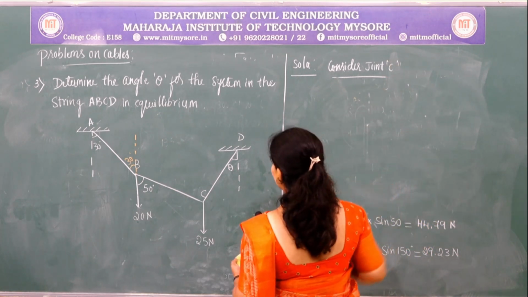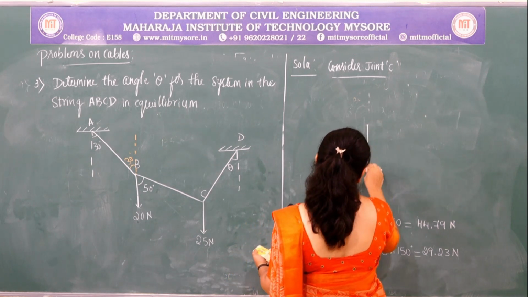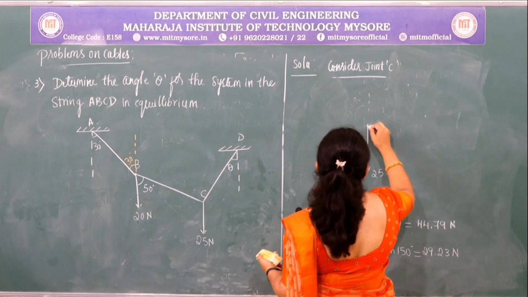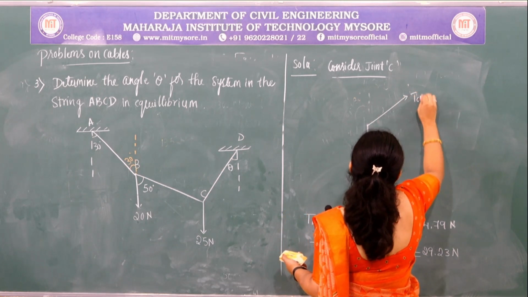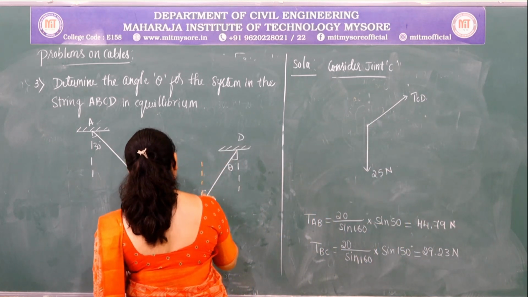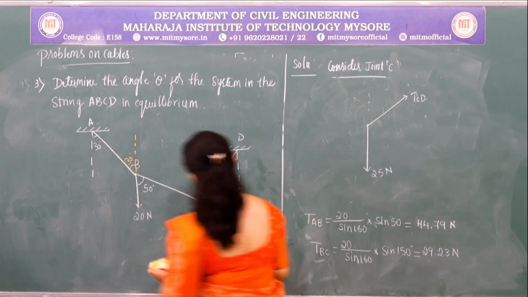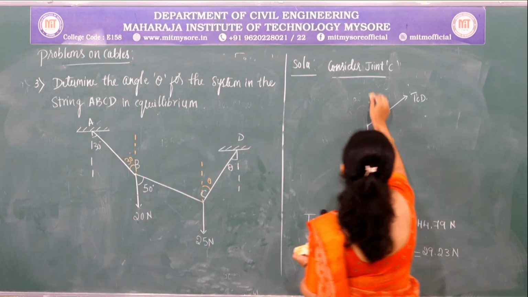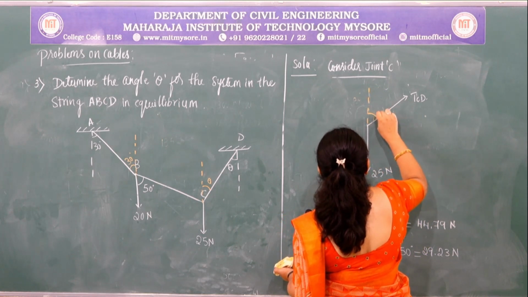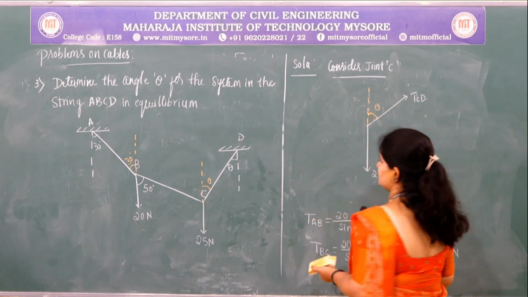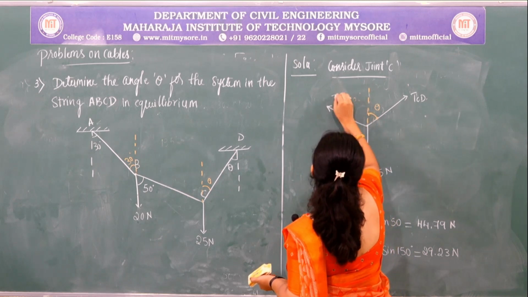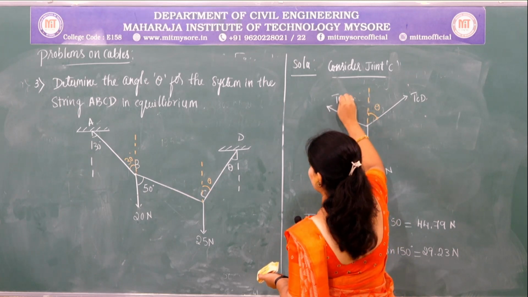First write the free body diagram at joint C. This is a tension in the string CD. So through alternate angles, again if this is theta, this is also equal to theta. So the angle with respect to the vertical axis is theta, and there is a tension in the string BC.